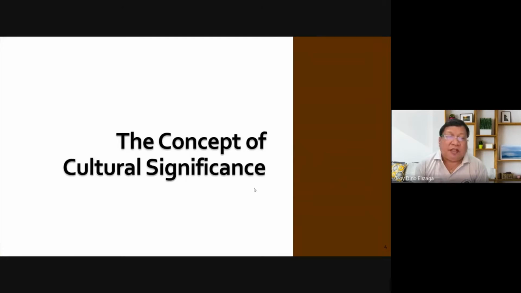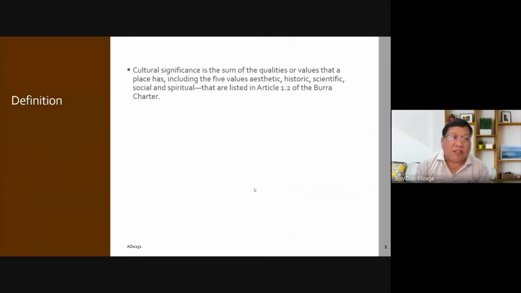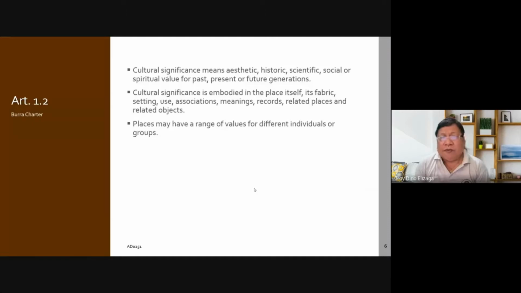So the first topic in this lecture is the concept of cultural significance. The Burra Charter defines cultural significance as the sum of the qualities or values that a place has, including the five values of aesthetic, historic, scientific, social, and spiritual that are listed in Article 1.2 of the Burra Charter. So what is this Article 1.2? It says cultural significance means aesthetic, historic, scientific, social, or spiritual value for past, present, or future generations. Therefore, take note that the present or future generation is included.